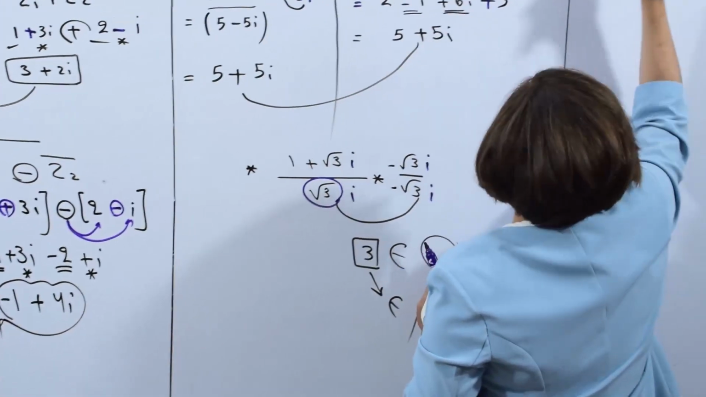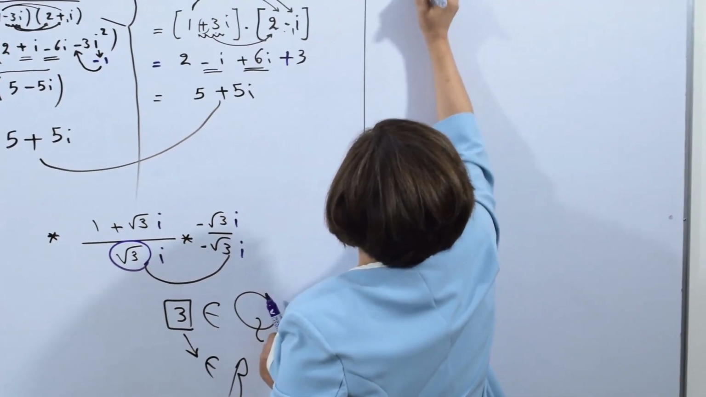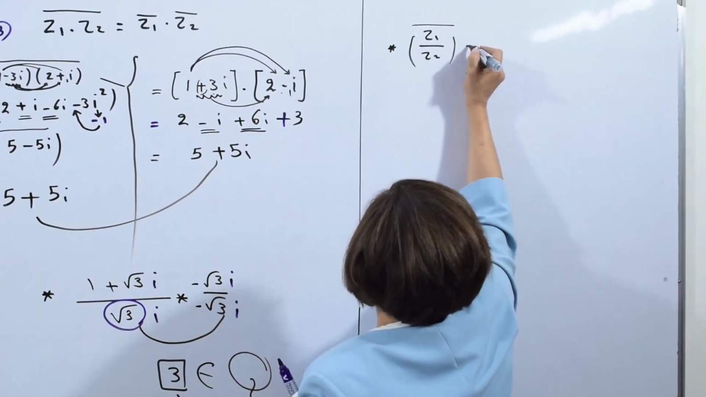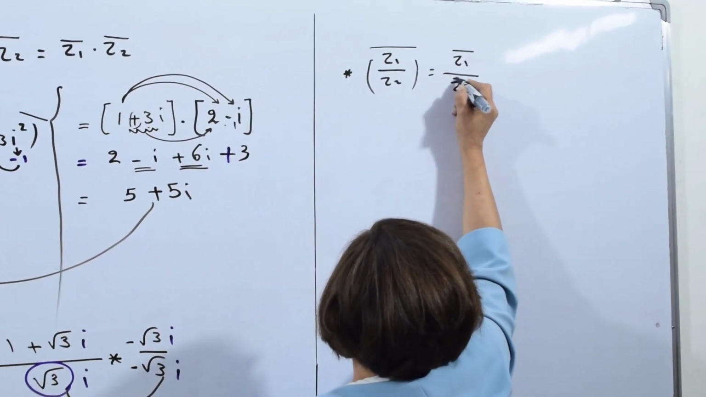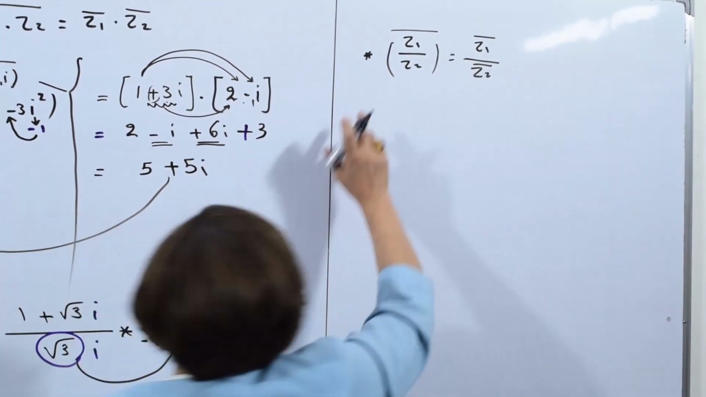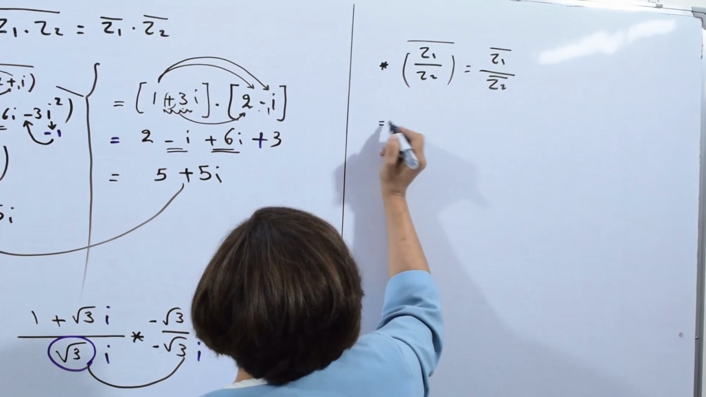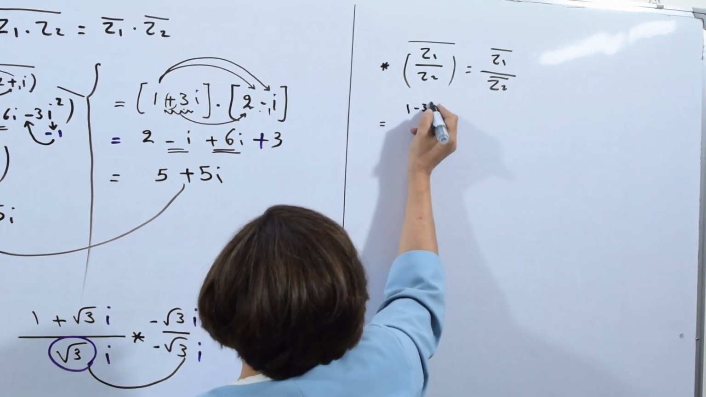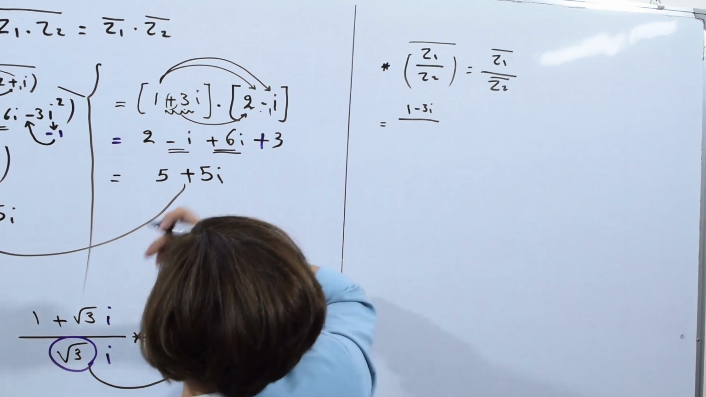I want to prove that the conjugate of Z1 over Z2 equals the conjugate of the first one over Z2 conjugate. Pay attention, dear student, substitute Z1: it's 1 minus 3i over 2 plus i.